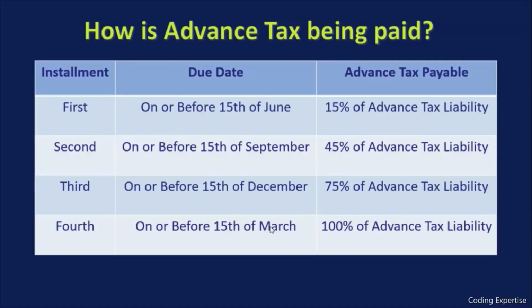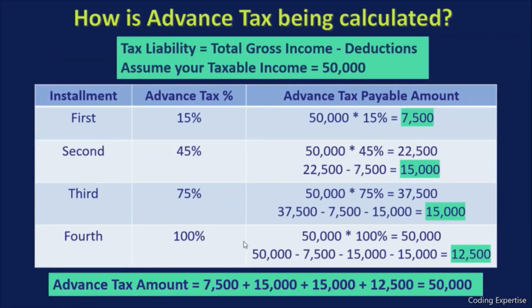Let's move on. Advance tax will be paid on an installment basis for every quarter. 15% of taxable income must be paid on or before 15th of June. Likewise, the 2nd, 3rd and 4th. 100% of taxable income has to be paid on or before 15th of March. Hope it clears. As I said earlier, taxable income is total gross income minus deductions.